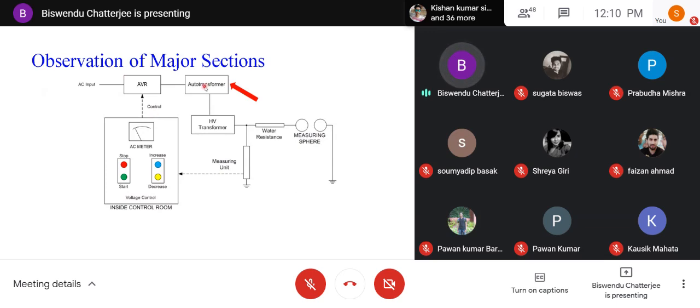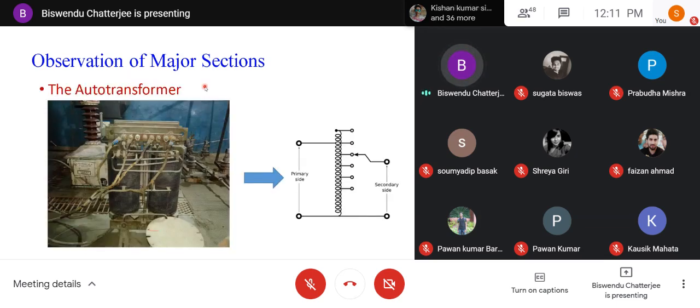Now comes the auto transformer. See here, the auto transformer is another type of thing, but instead of a Variac, it has got discrete taps. You can connect it, suppose 100 volt, 200 volt, 300 volt, 400 volt, 500 volt, like this. Its function, see here, look at this point very carefully.